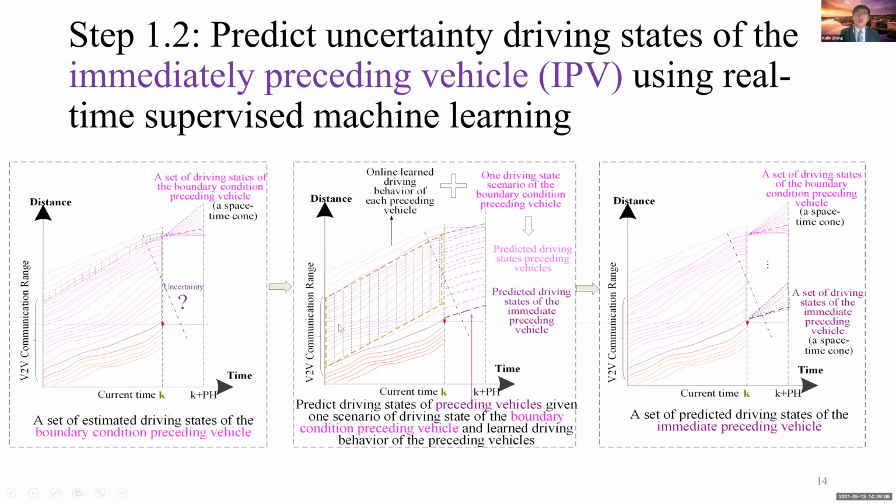And here I said, for each scenario you can use the data, and using real-time machine learning, you can calibrate how this car is driving. Based on the boundary vehicle's driving, you can predict how those vehicles follow each other. And eventually, what you really care about is the immediate preceding vehicle: how this vehicle drives in the next 5 seconds, or the prediction horizon. And we do not consider just one; as I said, you can take a set of driving conditions based on a set of this uncertainty. So we construct a set of driving states for the immediate preceding vehicles. And this is the data.